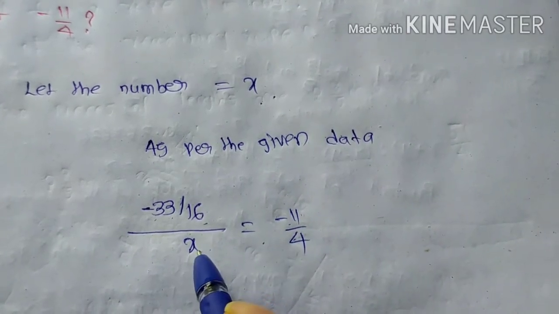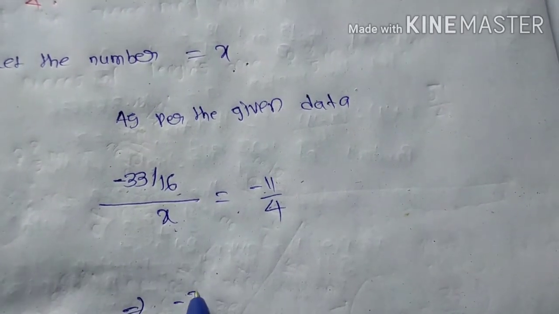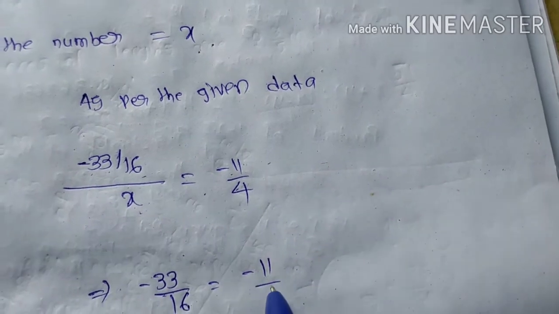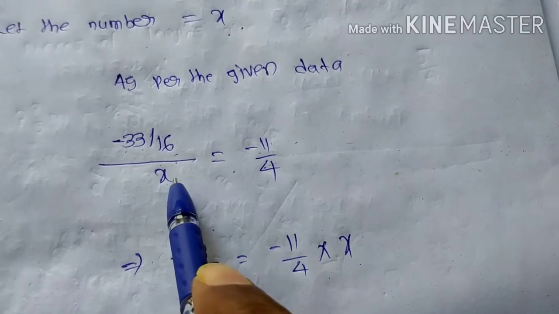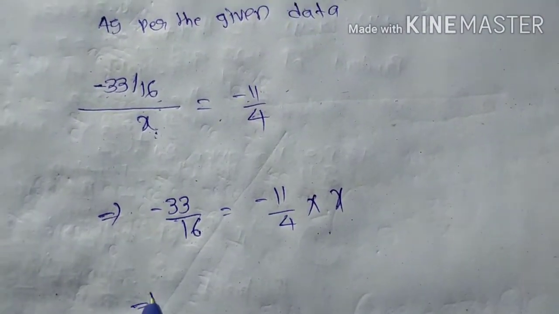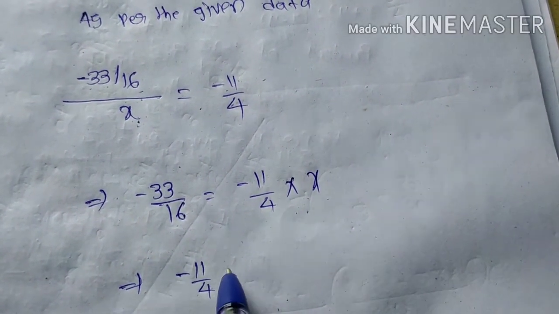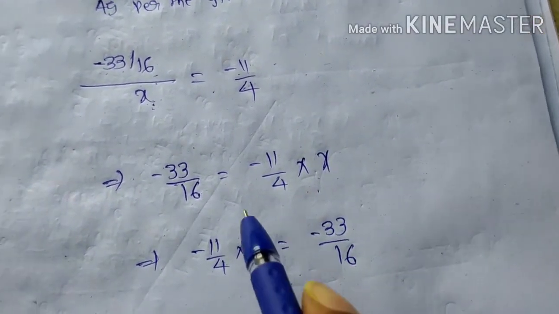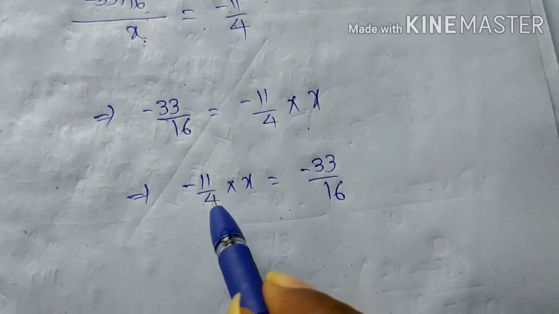Just you can see here, transpose x to the RHS. See here, I am writing minus 33 by 16 is equal to minus 11 by 4 into x. Here x is doing division or not? So if I am transposing x to the RHS, it is doing multiplication. Yes. That means minus 11 by 4 into x is equal to minus 33 by 16. You know that a equals b means b equals a. I am writing clearly. Now you can transpose.